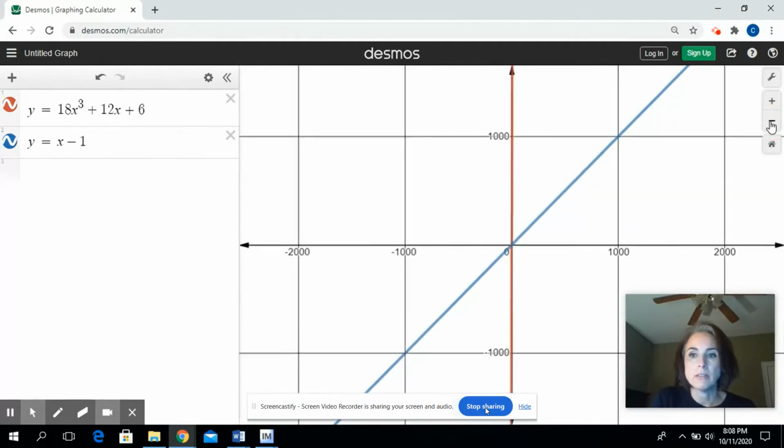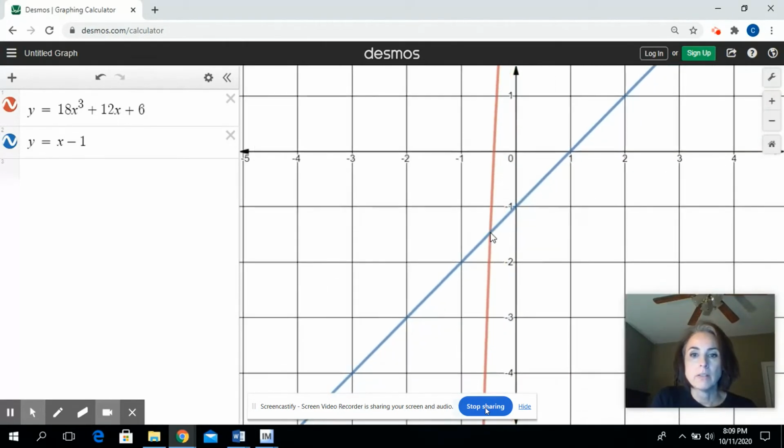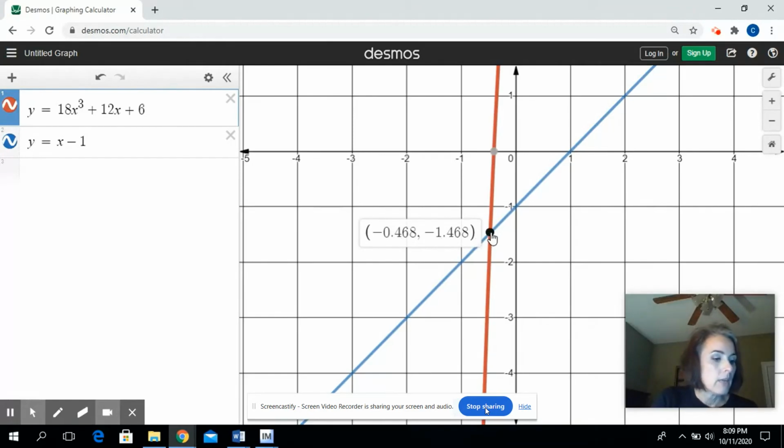So if I zoom in, all right, they're intersecting right here. So if you just click on where that is, then you can see their intersection is negative 0.468. So that is your answer. You only want the x value. So where do these two graphs intersect? 18x cubed plus 12x plus 6, and then x minus 1. They intersect in one place, and you're going to use the x value.